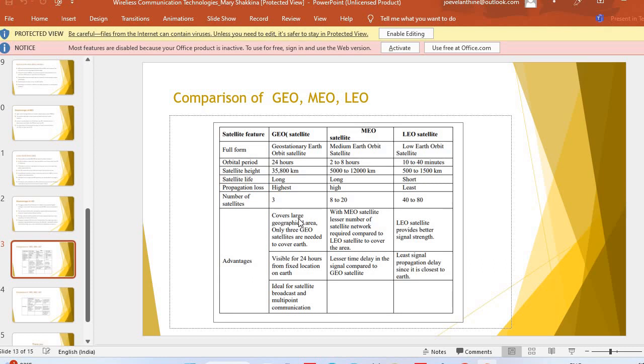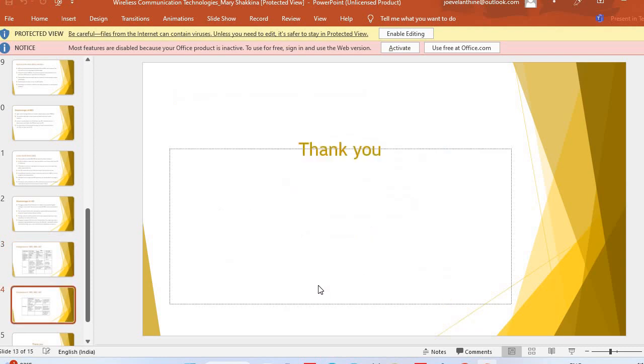And the advantages are, it covers larger geographical area with only 3 satellites. It covers a larger area with 8 to 20 satellites. It requires 40 to 80 satellites to cover the whole Earth. It is visible for 24 hours. It is visible for less time compared to GEO, and it is visible for only very much less time. Then it is ideal for satellite broadcast and multi-point communication.